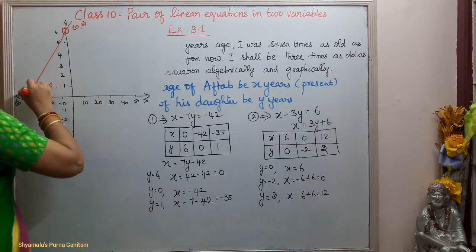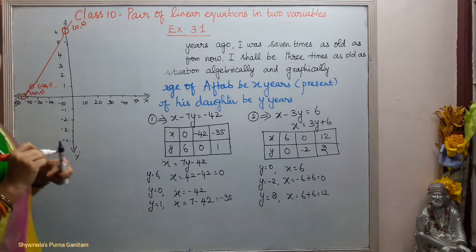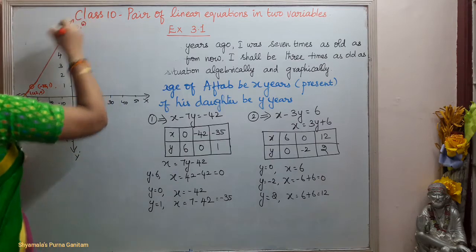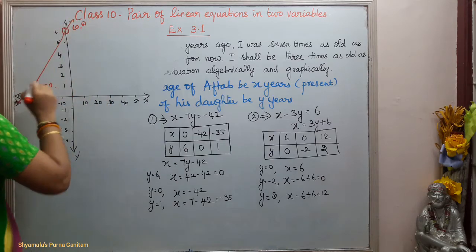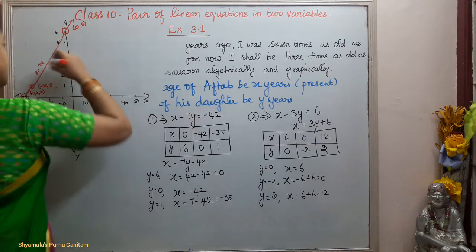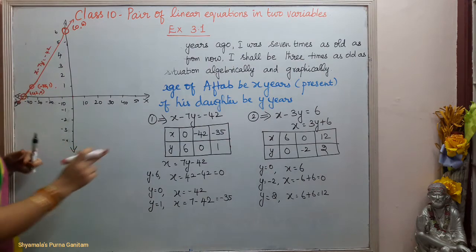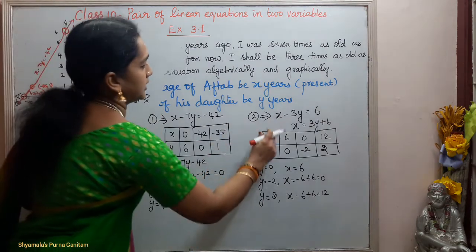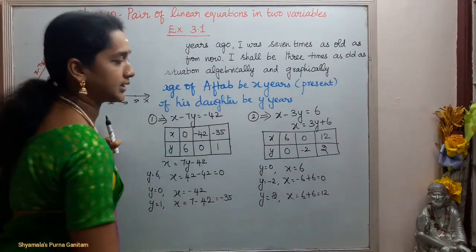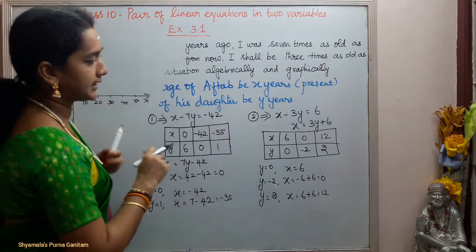Since I didn't plot it on graph paper, it won't be perfect for you. If you are plotting it on the graph, you will get a perfect line. So this line is x minus 7y is equal to minus 42. Okay, so this is one graph. The other one is x minus 3y is equal to 6. That also will be represented in the same graph.